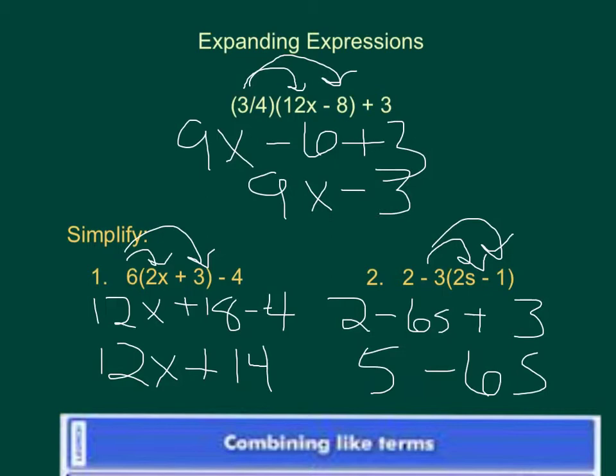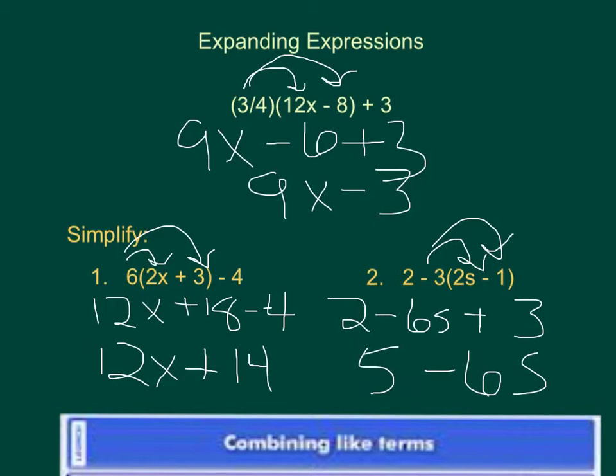In the first example, I distributed the 6 and got 12x plus 18. The 4 still tags along, so I put the minus 4, and then I simplified the expression by combining the like terms, so the expression simplified to 12x plus 14.